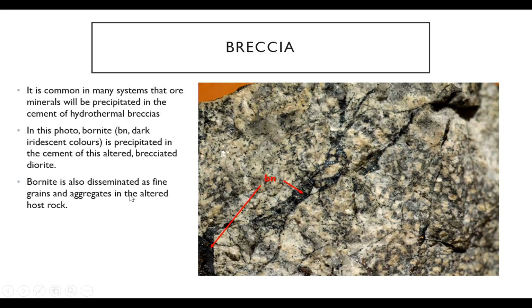But it's also disseminated as fine grains and aggregates in the altered rock. So you can sort of see bits and pieces through this host rock. So that fragmentation process has actually enabled some of that fluid to penetrate the host rock as well.